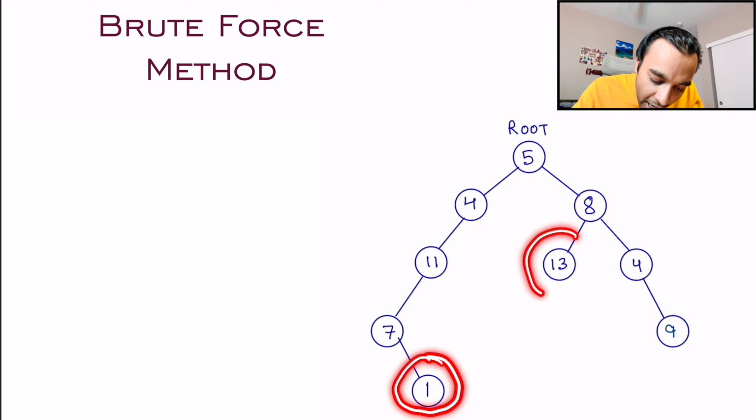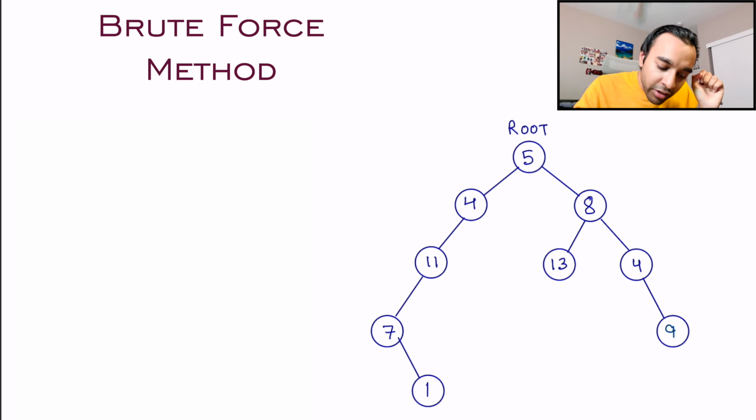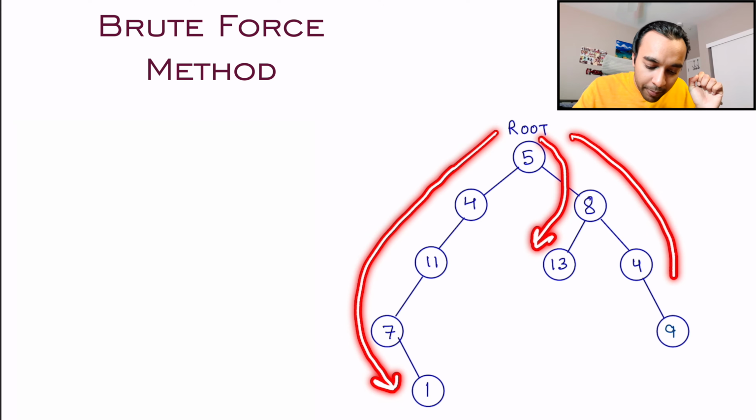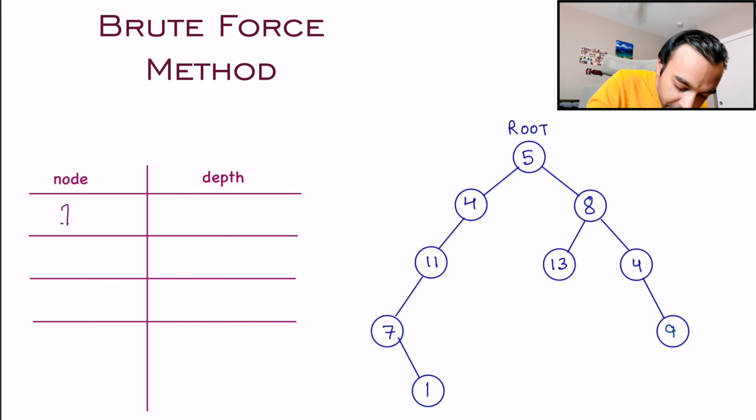I have 1, I have 13 and I have a 9. I only have 3 leaf nodes. So what I'm going to do is start from the root and try to traverse this tree all the way to all of these leaf nodes, correct? And I will try to map all of them. So I have 3 leaf nodes, 1, 13 and 9.